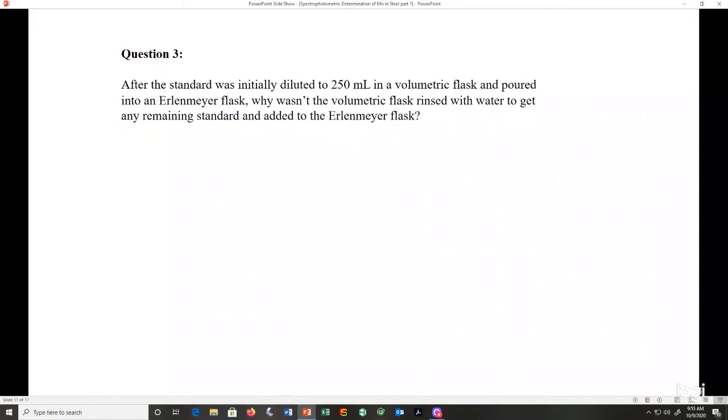Question 3. After the standard was initially diluted to 250 milliliters in a volumetric flask and poured into an Erlenmeyer flask, why wasn't the volumetric flask rinsed with water to get any remaining standard and added to the Erlenmeyer flask?